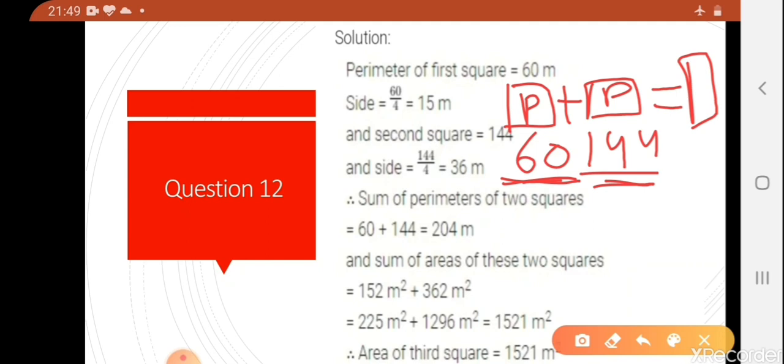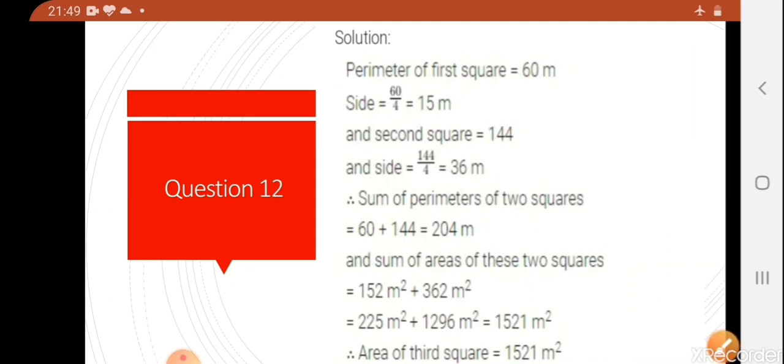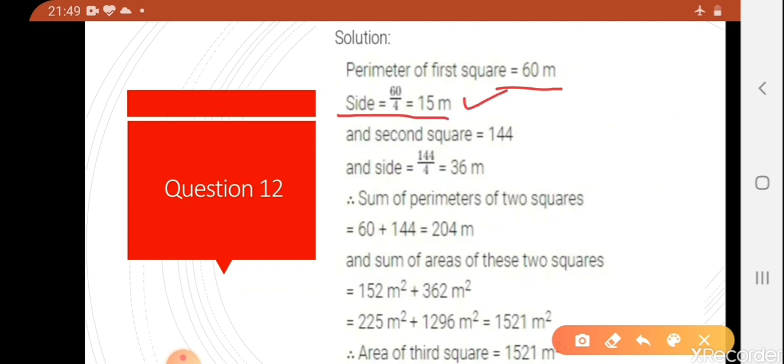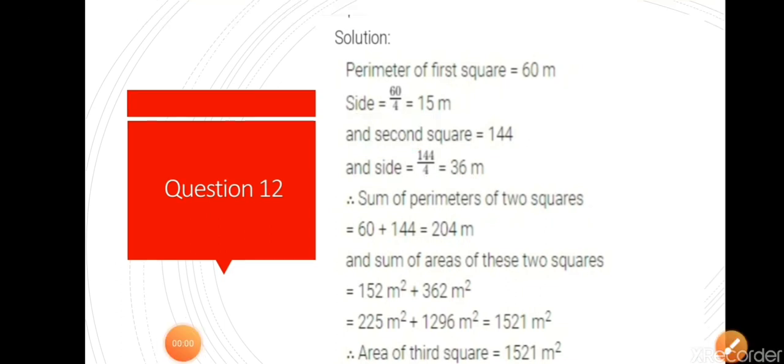To take out the area of these two squares, we have to take out the side of these two squares. Now first here it is written the perimeter of the first square is 60 meters. Therefore side will be equal to 60 divided by 4, meaning 15 meters. Now the second square perimeter is 144. So side will be equal to 144 upon 4, that is 36.